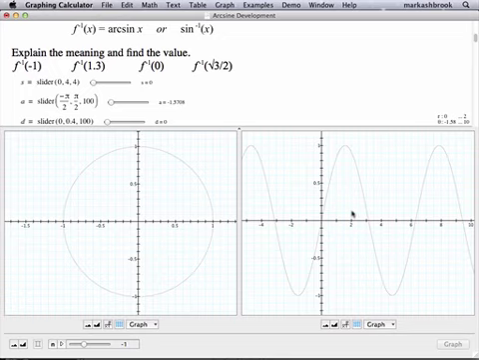Okay, so how would you interpret, somebody new, how would you interpret f inverse of -1? Or in other words, the arc sine of -1. Somebody new. How about someone over here? We'll give it a shot. How would you interpret f inverse of -1?